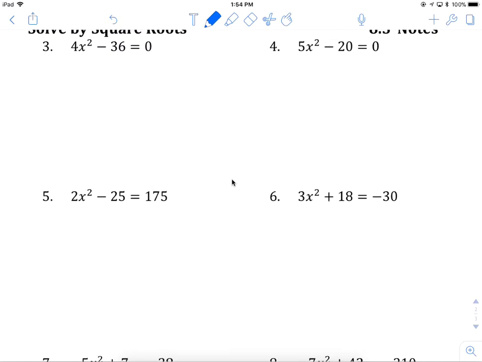All right, on that second page, we're looking at number 3. Now we have something to add or subtract. We've got to get rid of the 36 first. We're going to add 36 to both sides.